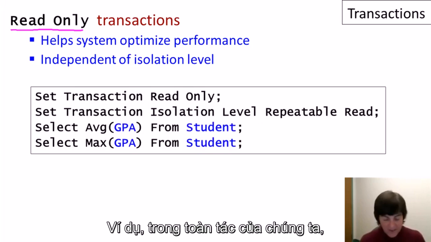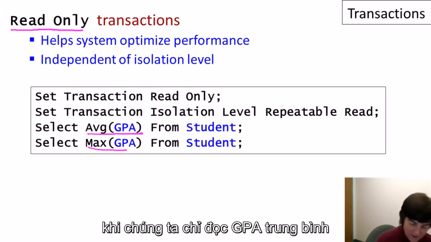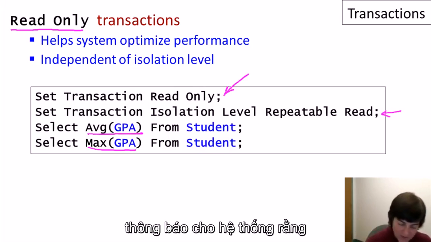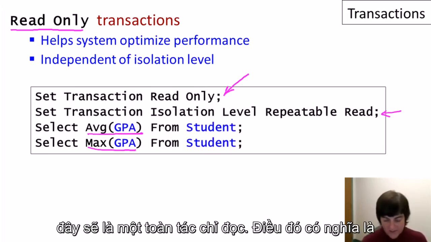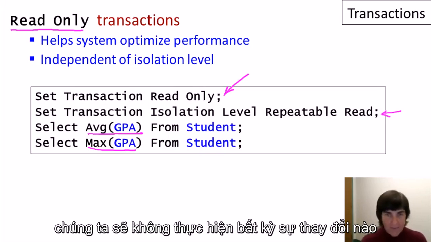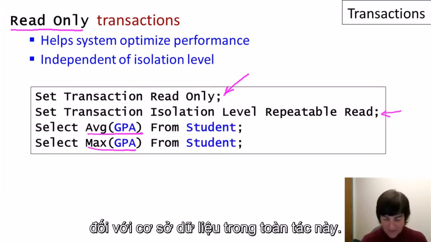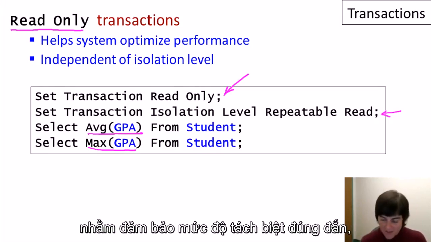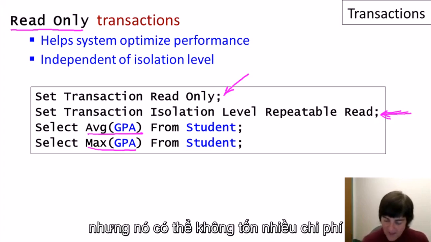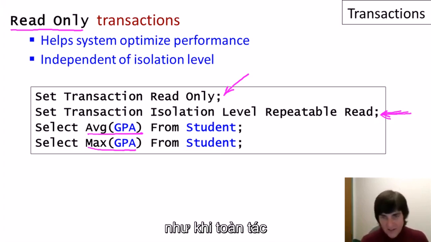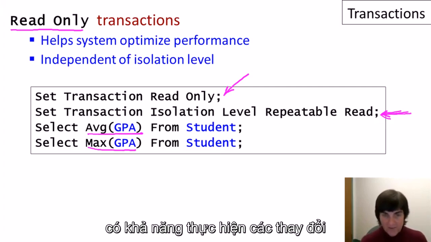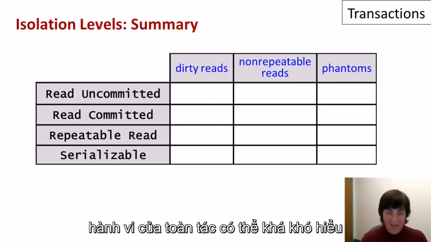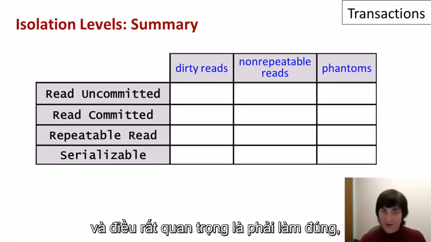So for example, in our transaction where we were just reading the average GPA and the max GPA, we can set an isolation level, and then we can also tell the system that it's going to be a read-only transaction. That means we're not going to perform any modifications to the database within the transaction. The system can use that as a hint to figure out its protocols to guarantee the right isolation level, but it might not have as much overhead as if the transaction had the possibility of performing modifications as well as performing reads.